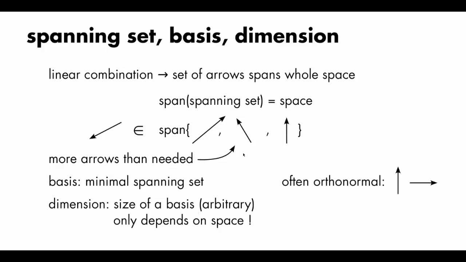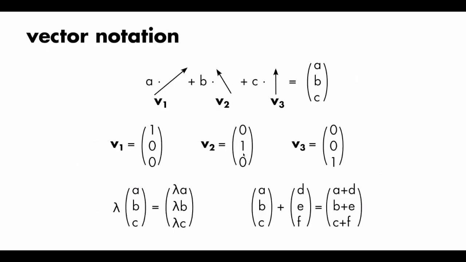So these are some very important notions. And now we want to write our arrows in vector notation. So any combination of these three arrows, say, let's say one of these arrows is sticking out of the screen, the three arrows make up a basis.